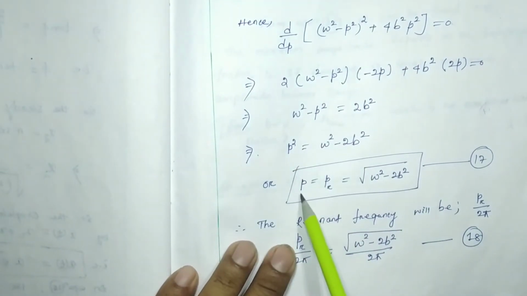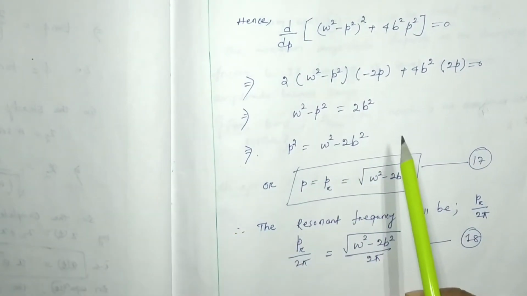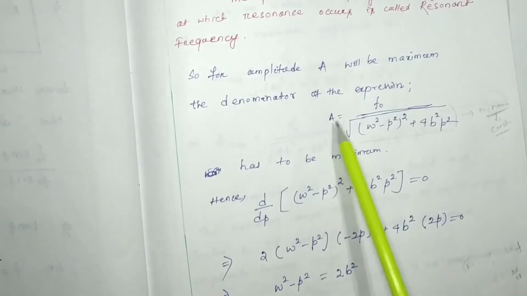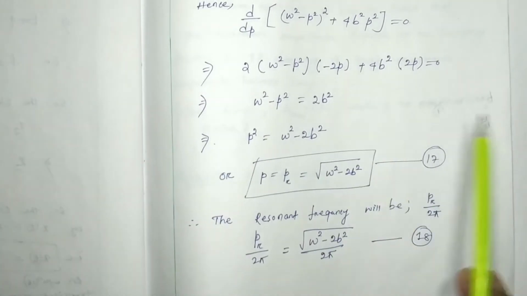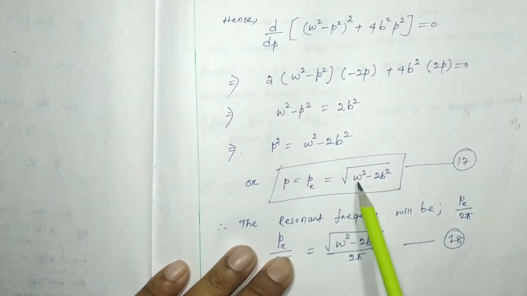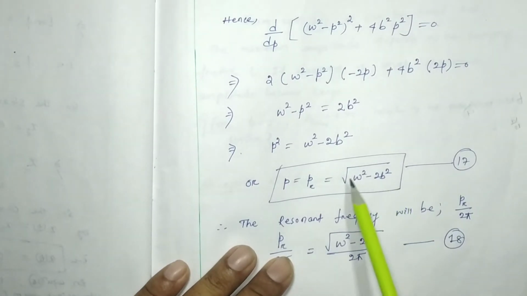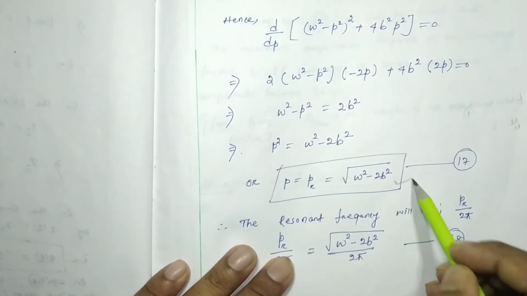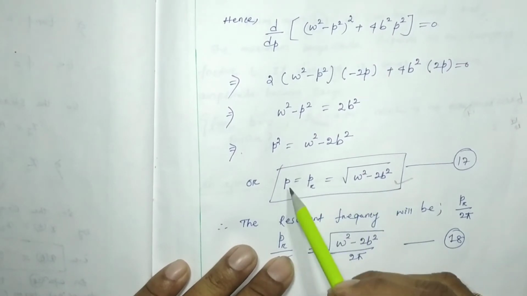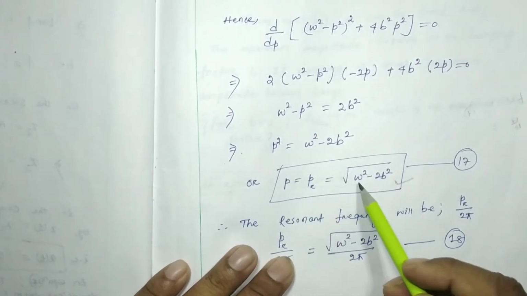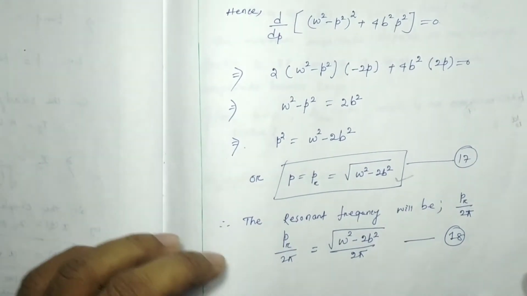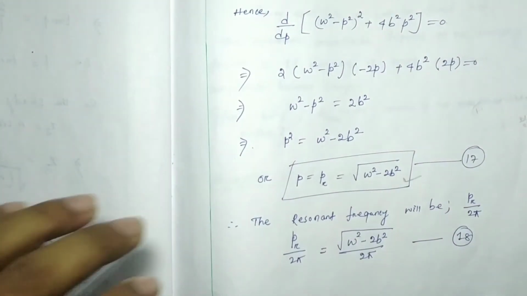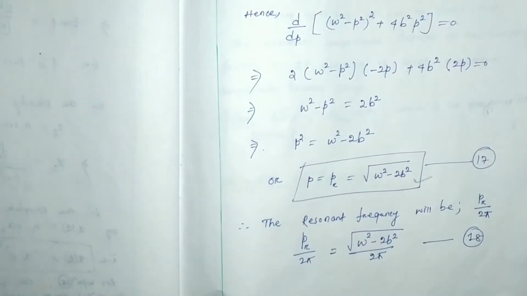So here P will be equal to PR, because we consider that A has to be maximum, that means denominator has to be minimum, and the first derivative should be 0, means at last we found P should have to be equal to square root of omega square minus 2b square. For this condition, when P means applied frequency will be equal to this much, then we can found the resonant condition. Only for that situation we can found resonant condition.